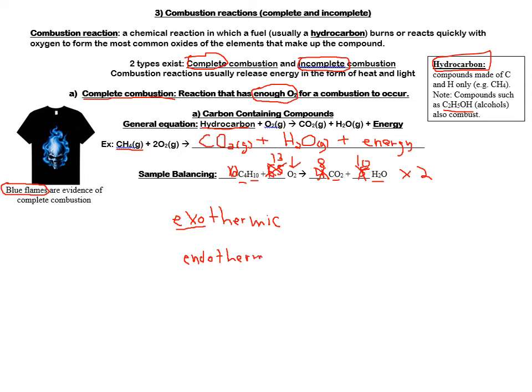The exothermic reaction, when you write it out, usually energy is a product. Energy is a product because it's being released. Energy is a product, like we see in the case of the combustion reaction. In the endothermic reaction, because energy is being absorbed by the reactants, by the reaction overall, the energy would actually be a reactant. So energy is a reactant. We don't see that in the combustion reaction, but we can in other reactions.